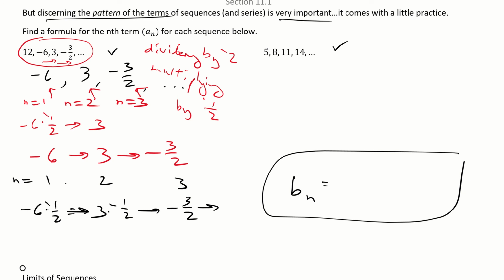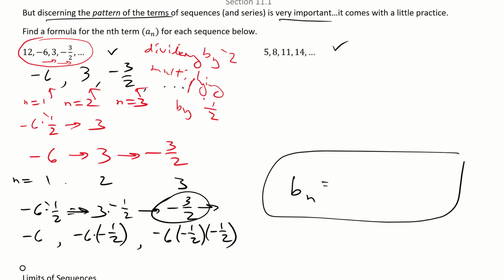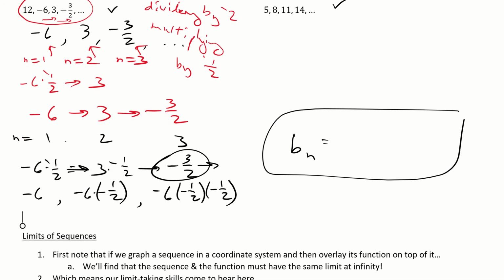One way to look at it is you've got -6, and then you've got -6 times -1 over 2. And that's the second term. And then you have -6 times -1 over 2, but then hit it with another -1 over 2, and that'll get us here. So the ultimate victory here is to say, what I think I'm seeing is that a sub n starts off with -6, but then every time you jump, you're multiplying by -1/2.